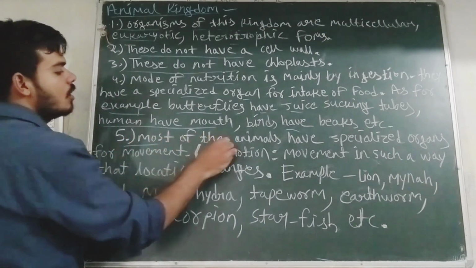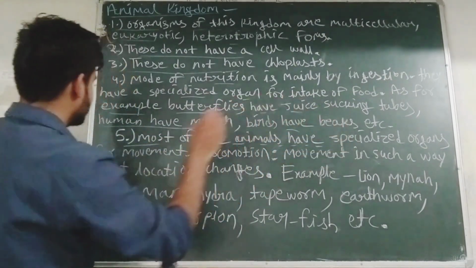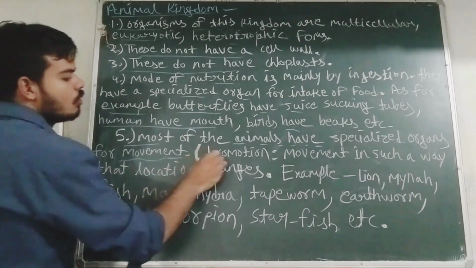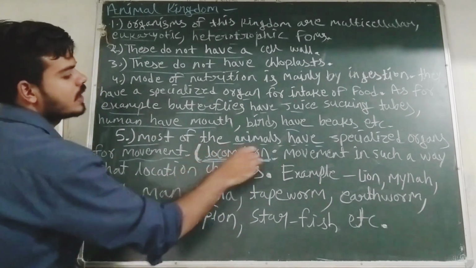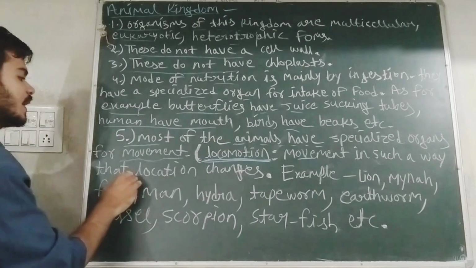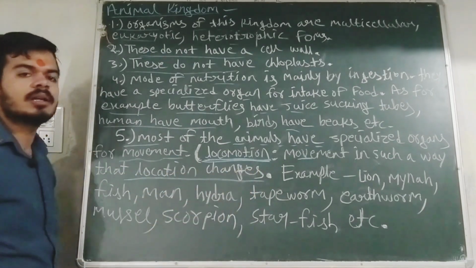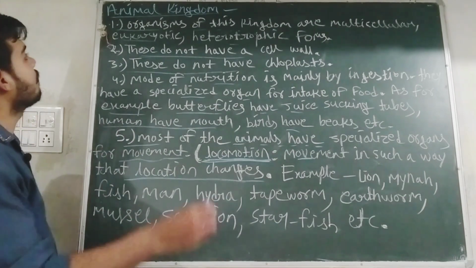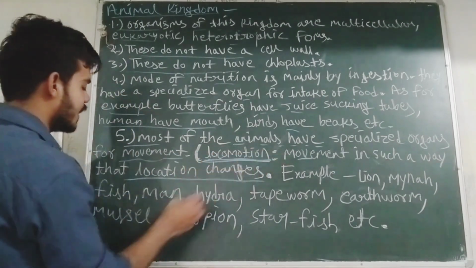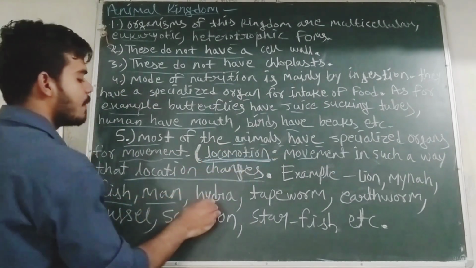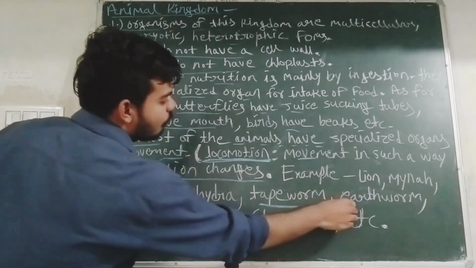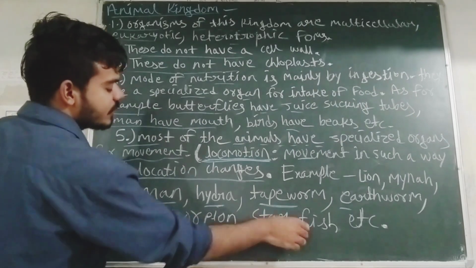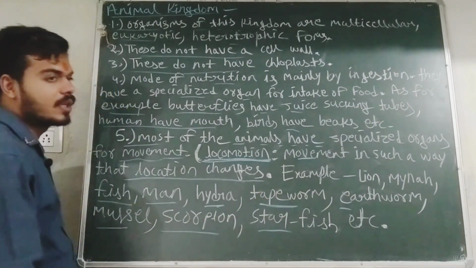Fifth, most of the animals have specialized organs for movement. The word locomotion means movement in such a way that location changes. A movement in which location changes is called locomotion. The examples of animal kingdom: lion, myna, fish, man, hydra, tapeworm, earthworm, mussel, scorpion, starfish, and etc.